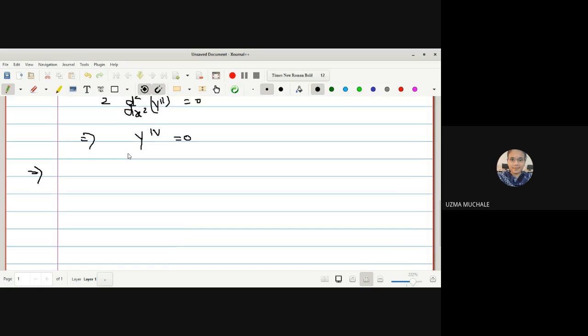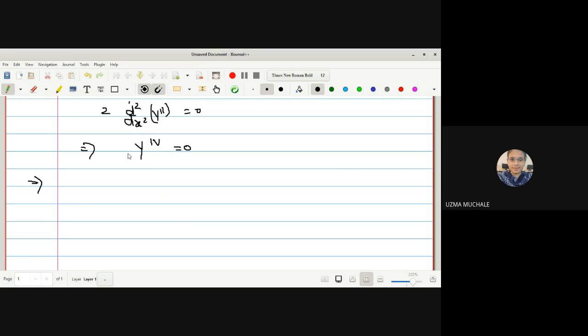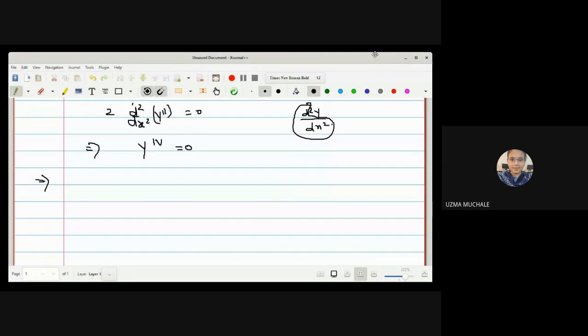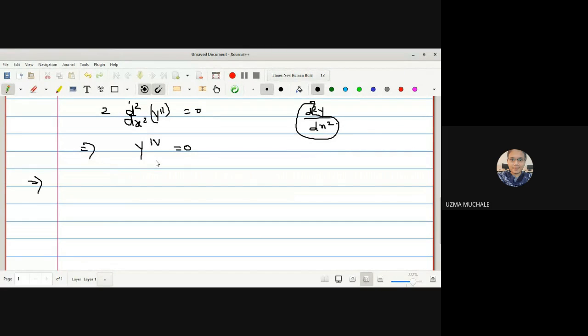Is that correct? Yes. What does y double dash mean? d2y by dx2, the derivative of y with respect to x 2 times. Here it is once again. So what will we write down? We can say this to be y raised to 4, that is the fourth derivative of y. Is it so difficult? No, ma'am. So we should answer, no?